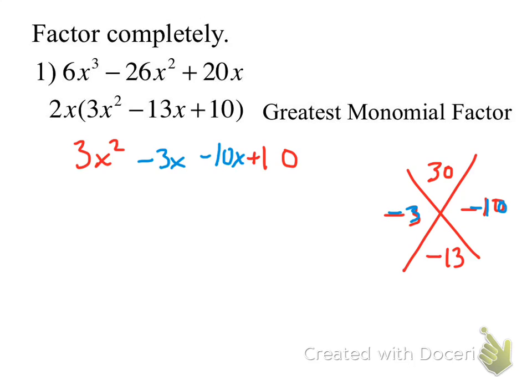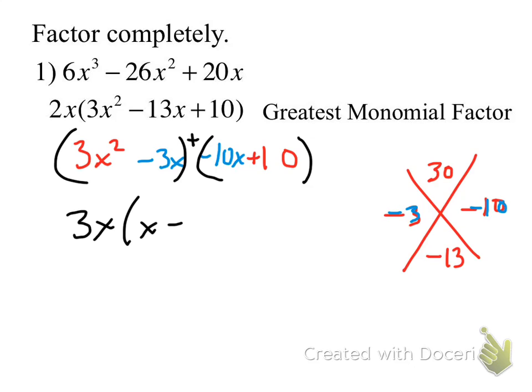Okay. Now I'm going to factor by grouping. Now notice what I did. I took that negative inside and I'm adding a plus sign. And now what can I divide out of the first pair? David? 3x. And then I'm left with x and then minus 1. 3x divided by 3x equals 1.